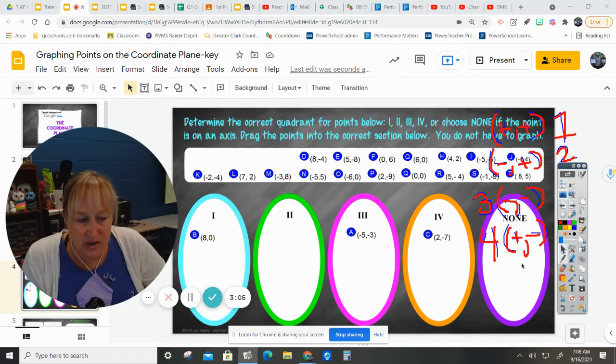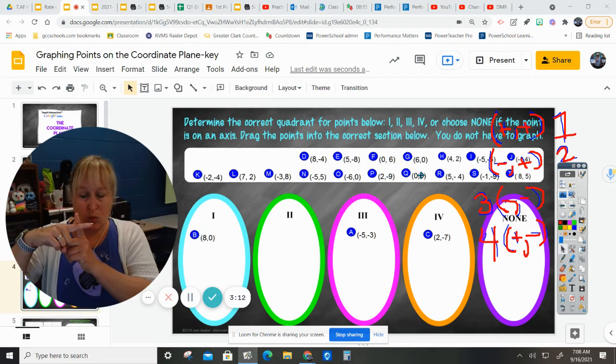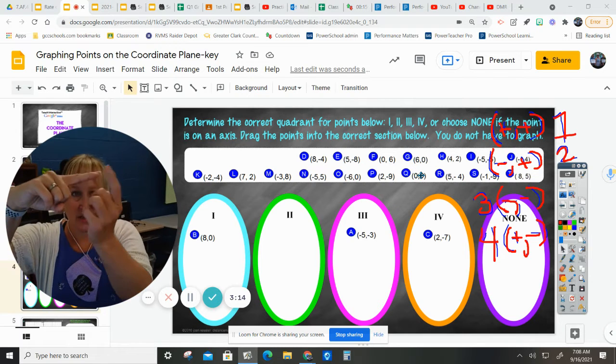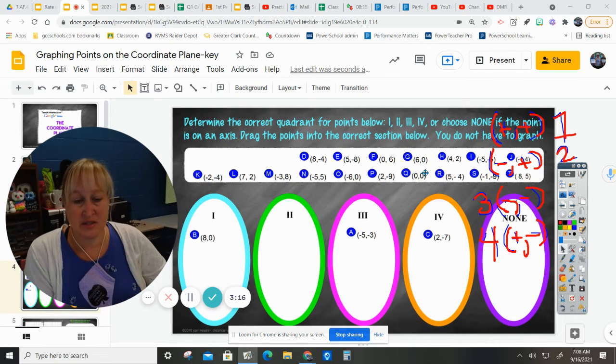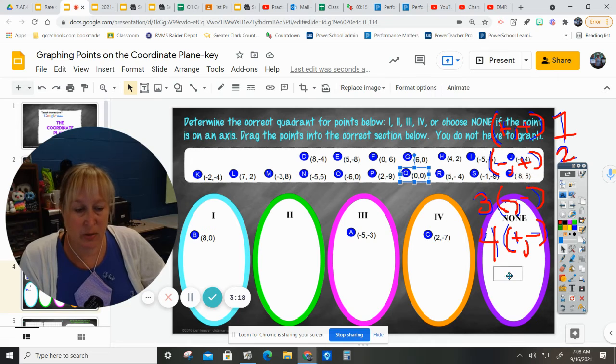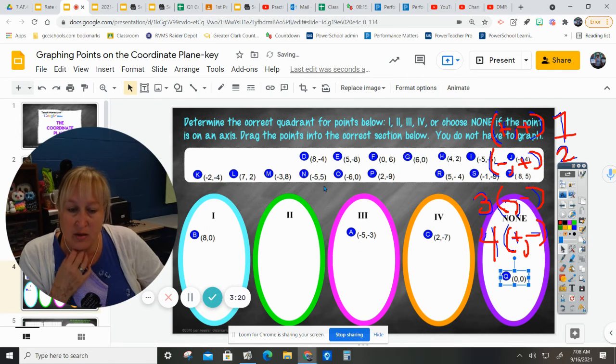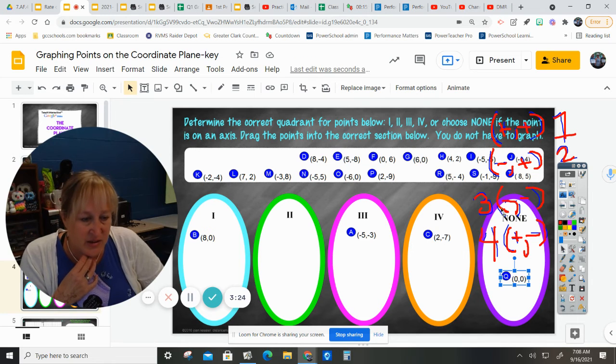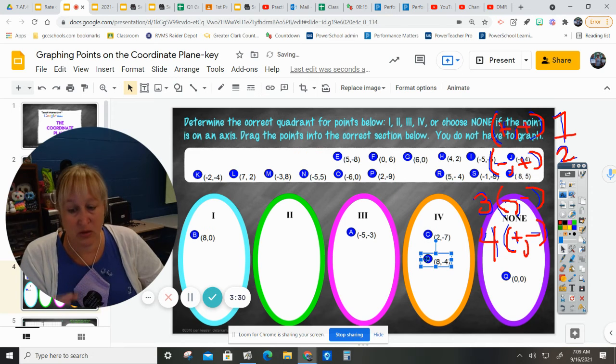There is one that is none, okay? And that is 0, 0, because the 0, 0 is the origin. It's right in the middle where that 0, 0 is, so it is in no quadrants. So I will go ahead and help you with that one as well. We'll do D, that is a positive and then a negative. So a positive then a negative is quadrant 4. So by now, I'm hoping that you guys understand what you're supposed to do with this one. We're going to move to the next slide.